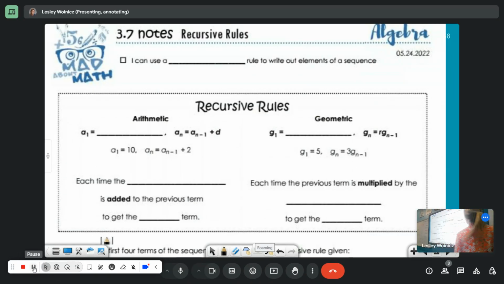All right, guys, we have a type of rule that we're going to start with. It's called recursive. Recursive rules are used a lot in programming. Computers love recursive rules.